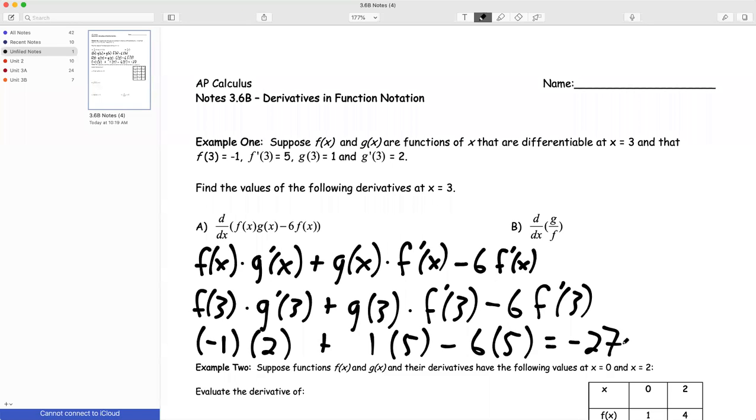Why don't you check your answer there with your friendly neighbor?